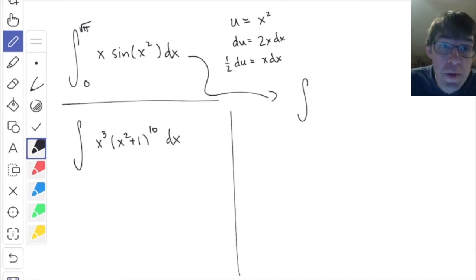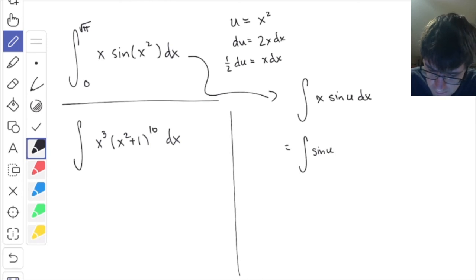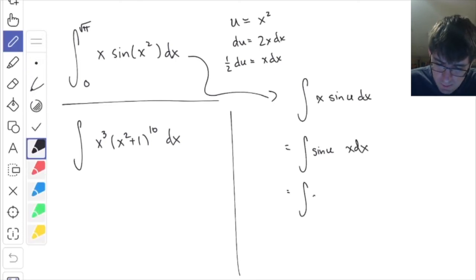So I'm going to ignore the boundary values for now. I'm going to plug them in at the very end. But this is x and then sine of u and then dx, right? I just stick the u where it goes. And then if you want to gather things together, I put the u stuff first, and then what's left over is x dx. And lucky for me, the x dx here matches the x dx up here, which is the 1/2 du. So this becomes integral sine u times 1/2 du. I pull the 1/2 out.